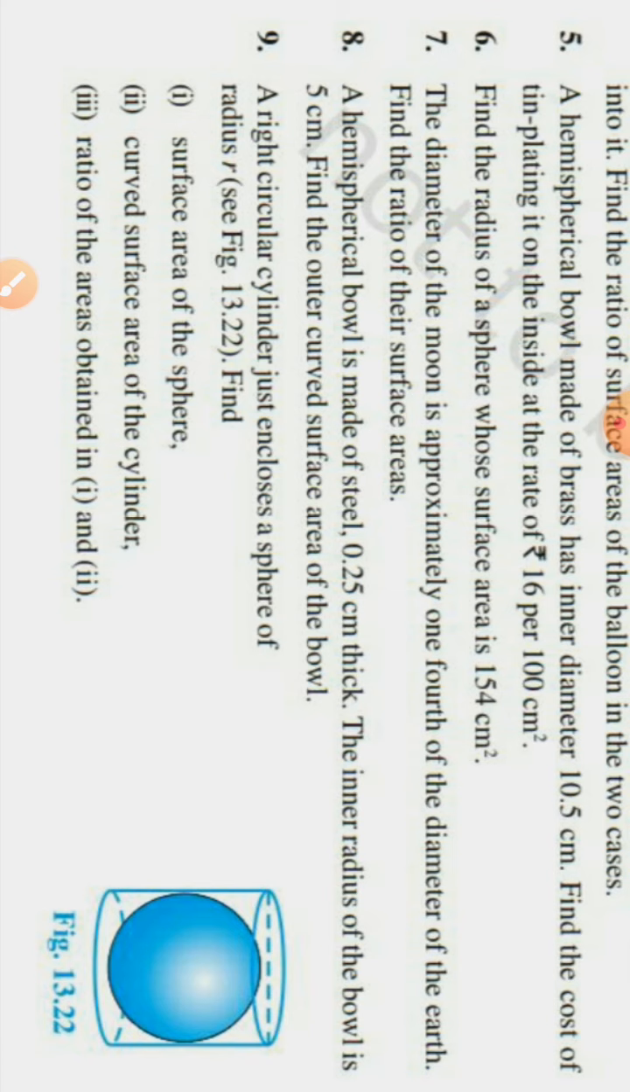Now we can find whatever is asked. What is asked? Surface area of sphere, curved surface area of cylinder, then the ratio of both. So first of all we have to find both of them individually and then take the ratio, not directly. Why? Because individual answers are also asked. Okay, so now look at the solution.